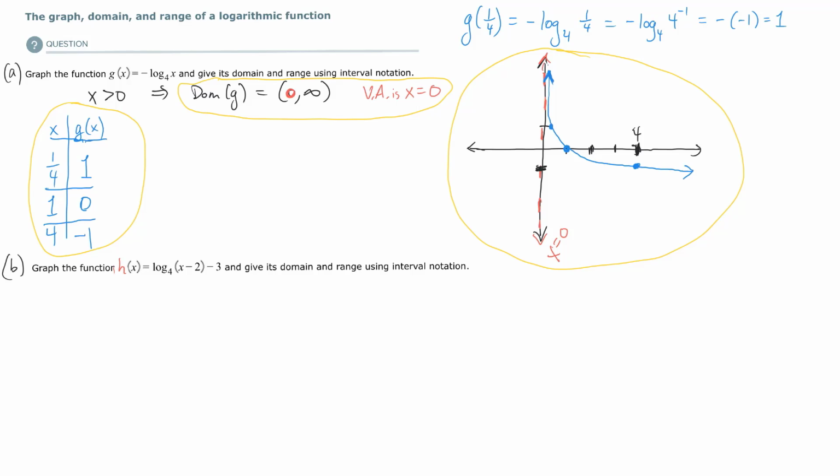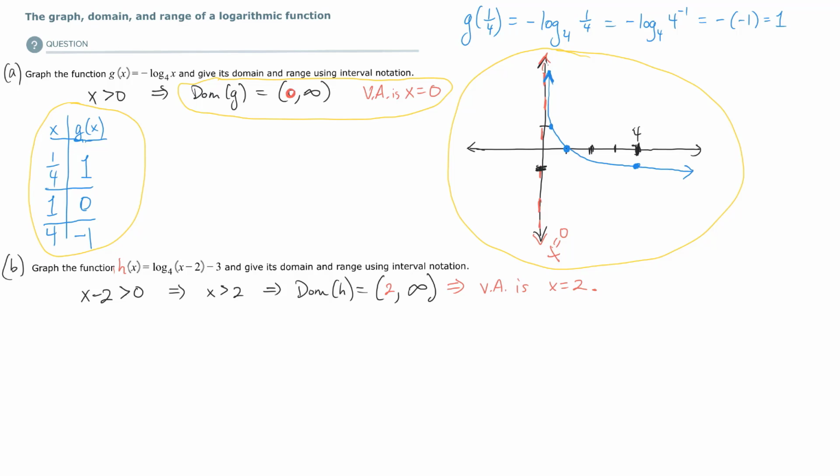Once again, we need the domain of h of x. We can only take positive inputs. So the first thing you want to notice is take x minus 2 and make it positive. So that implies that x has to be greater than 2, which implies that the domain of h is in fact 2 to infinity. That also implies something else. That implies we also have a vertical asymptote. And it is x equals 2. That's going to come in handy.